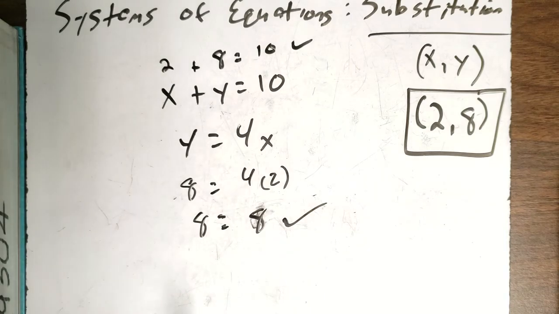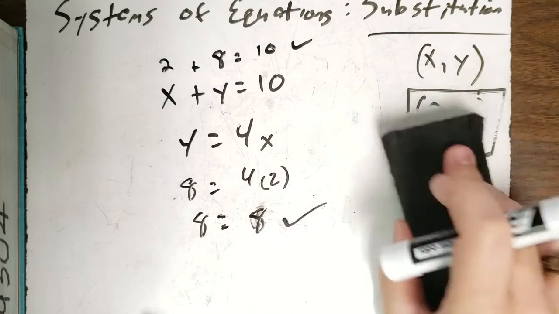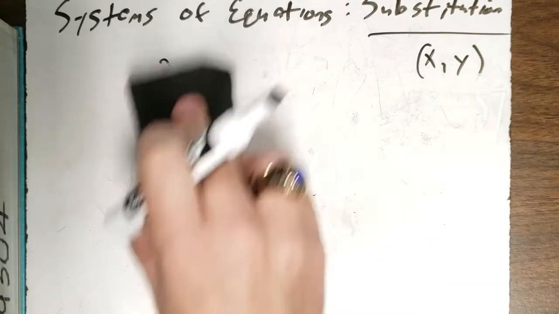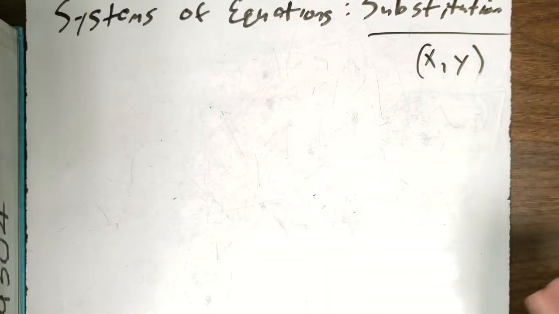All right. So that's our first example, okay? Now you don't have to check it every time. I'm just showing you how it works out and how we get to that point, okay? So let's try a different problem.